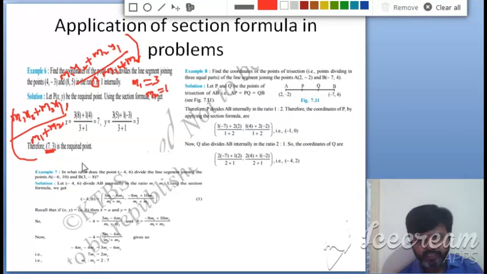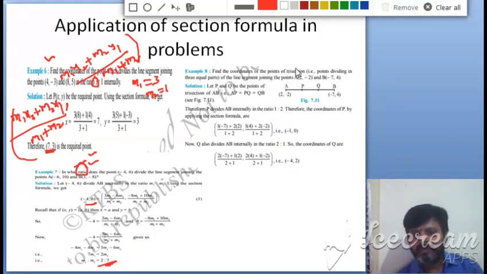In what ratio? When they use the term ratio, then we are going to apply the section formula. So the coordinate is given as -4, 6, and they are asking to find the ratio. In the earlier question they had given the ratio. Now they are asking to find the ratio. That is the difference between example 6 and example 7. These are the example problems. After simplification I got the answer as m1 is to m2 is equal to 2 is to 7.